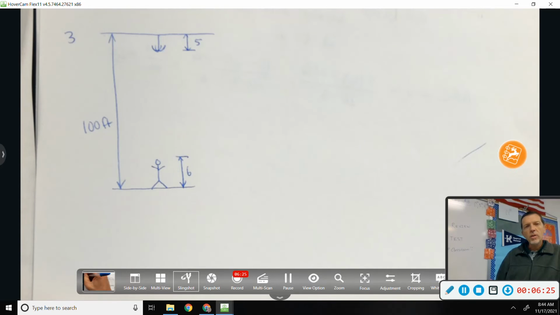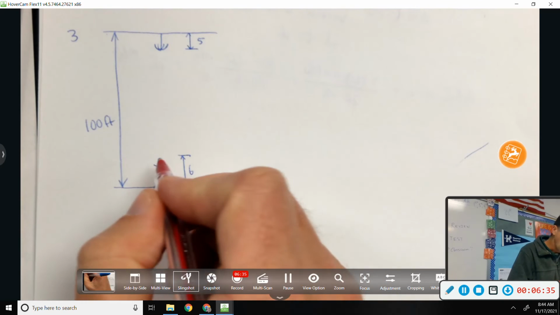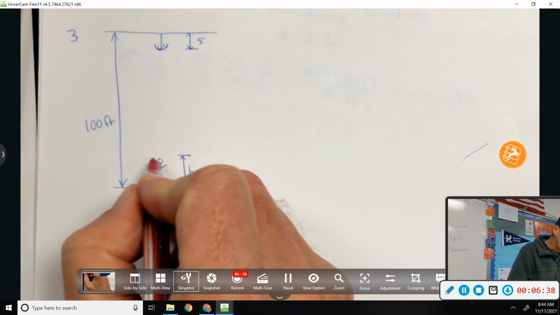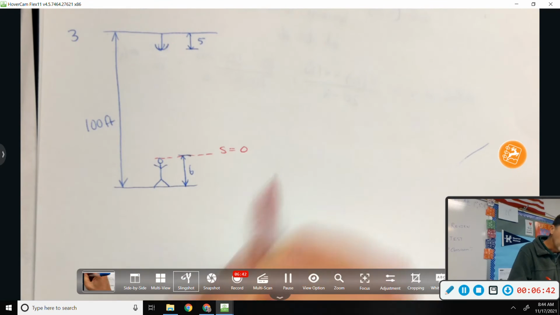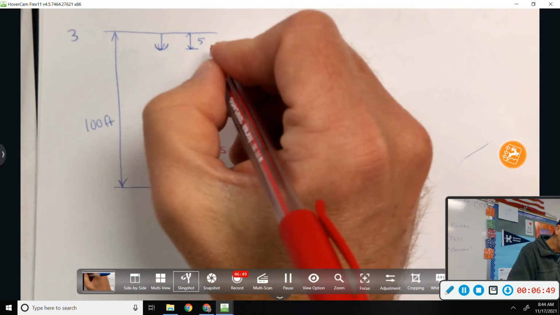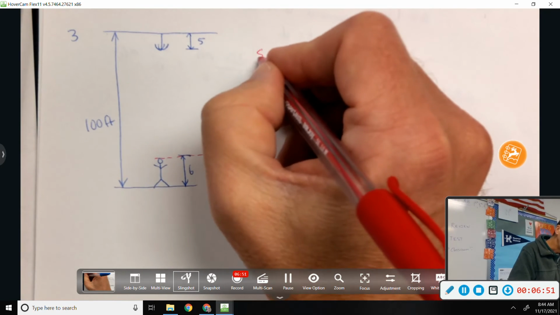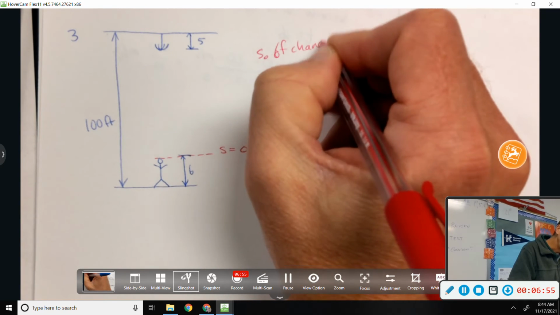So the question is, where do you want to call ground zero? That's the important part of this problem. And you could pick a couple different spots. I think I would say your head is ground zero. So I'm going to call that ground zero. What's S0 of the chandelier then? Like where is the chandelier starting?